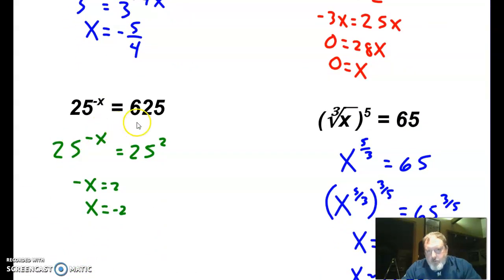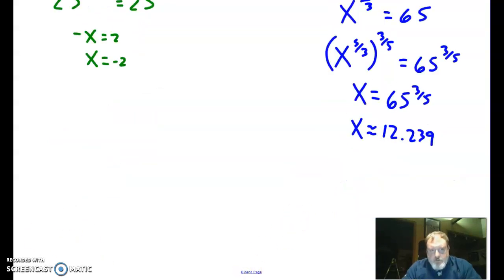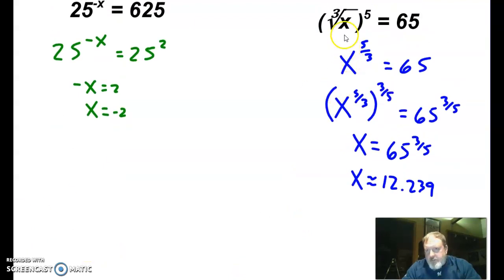Same idea here. I can write these as 25 to the negative 1 or 25 to the negative x, 25 squared. So x is negative 2. And here, the last one, we've got a rational exponent. So we'll raise that to the 3/5 power. This is x to the 5/3. Raise both sides to the 3/5, and we get our decimal.